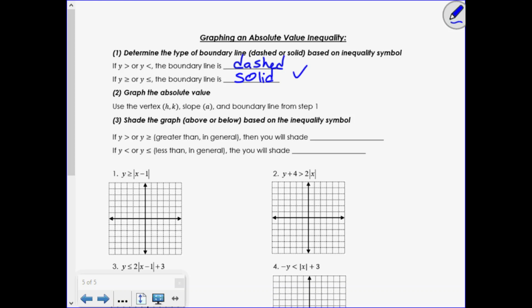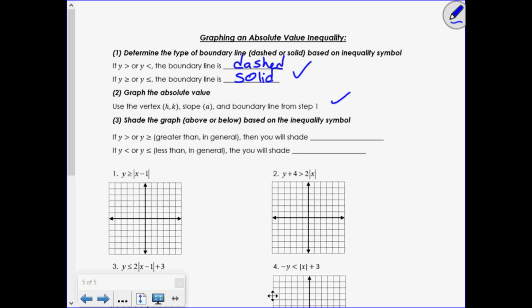Alright, once you have made that determination, I always want you to do that first, so you're reminding yourself whether it should be dashed or solid as you actually graph it. You do what we just did before. You would find the vertex and the slope the exact same way. And then once you have graphed your V, whether it's solid or dashed, you're also going to have to shade. There's shading involved. You're either going to shade above the graph or below the graph.